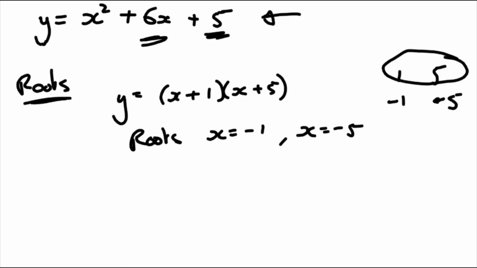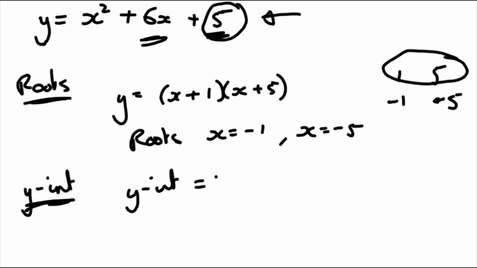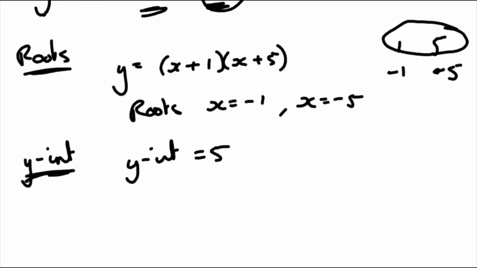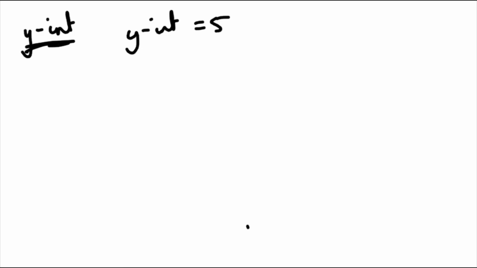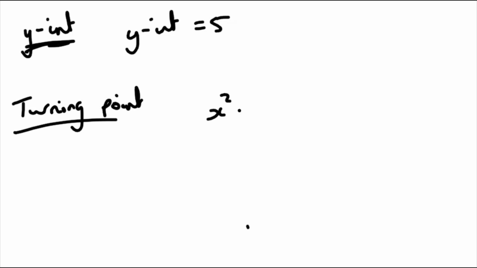Now the next thing we're going to look at is the y-intercept. Straight away we get that the y-intercept is 5, so we'll just write that down to remind us. And the last thing we're going to look at is the turning point. We're going to get this by completing the square on our quadratic.